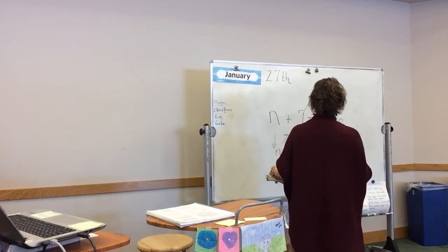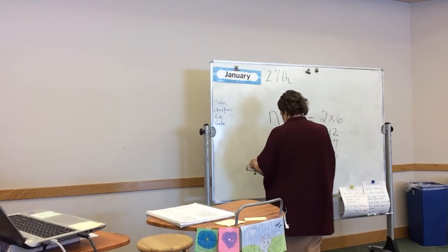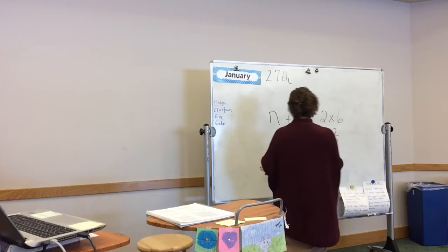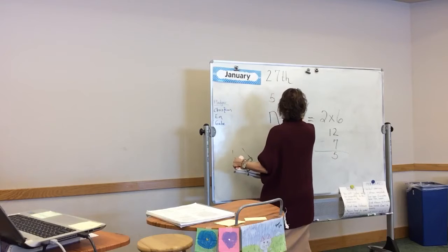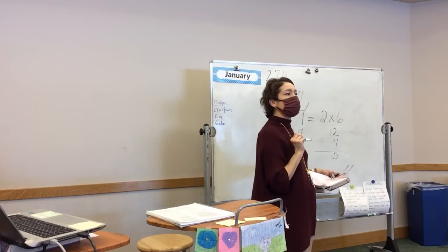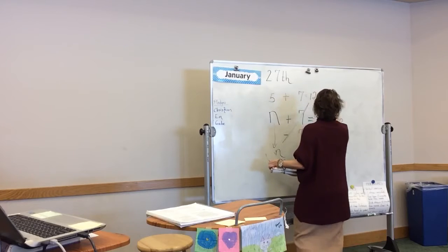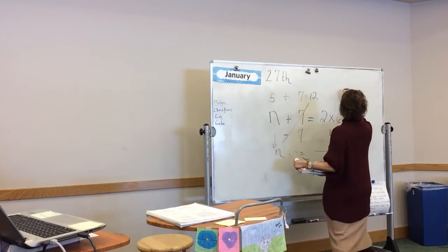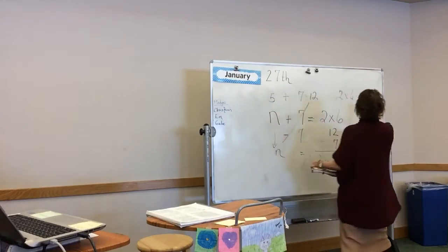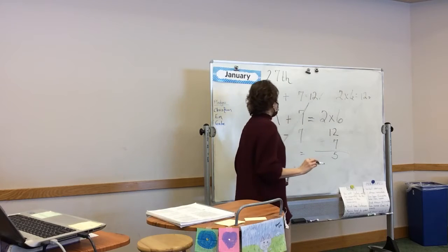So let's check this equation. If N equals 5, in order for us to check it, what do you think we might do? What is 5 plus 7? Jonathan? 12. And we already figured out that 2 times 6 is what? 12. So that checks out.